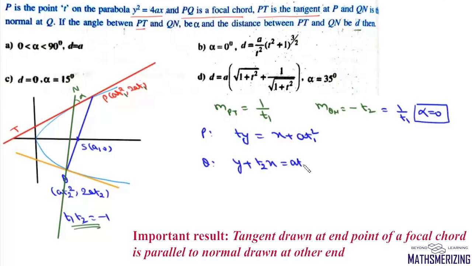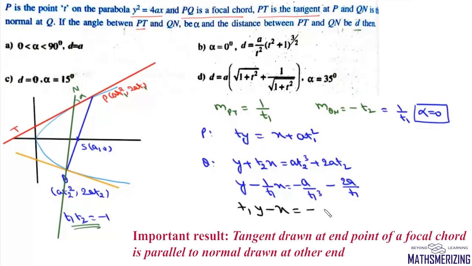t2x equals a t2 cube plus twice a t2, and we know that t2 is minus 1 upon t1. So we can write this as y and then minus 1 upon t1 x, and this is minus a upon t1 cube minus 2a upon t1. So we can rewrite this equation as t1y minus x, and this is minus a upon t1 square and then minus 2a.